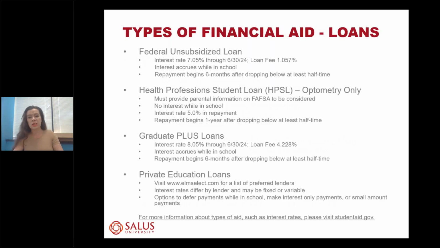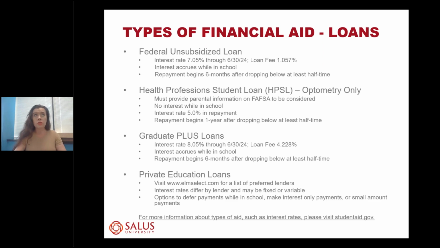Okay, so here are the types of financial aid that you can expect. The main source of your federal aid as a graduate student is going to be the direct unsubsidized loan. So for our students going into the optometry major, you're going to be eligible for $40,500 in direct unsubsidized student loan funding in your first year.